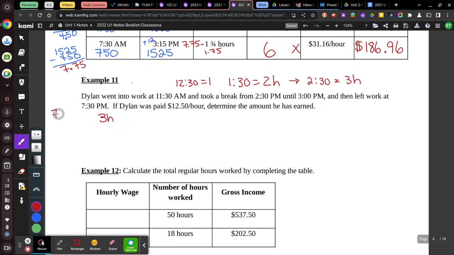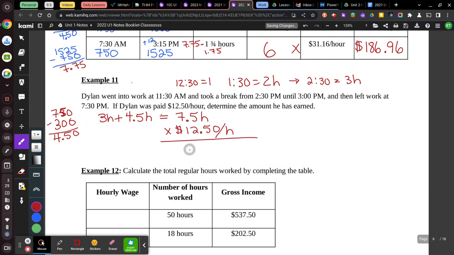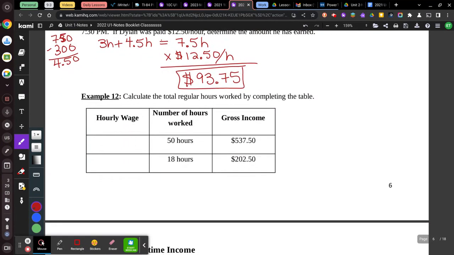So if I take 7:30, which is 7.50, and I subtract 3 o'clock, I'm going to get 4:50, so 4.5 hours. So I add 4.5 hours. That's going to be a total of 7.5 hours. We multiply by the hourly wage of $12.50 per hour. And that's going to give us a total of $93.75 total gross.